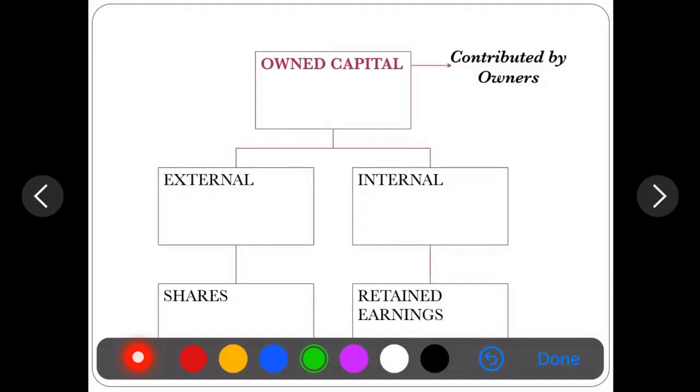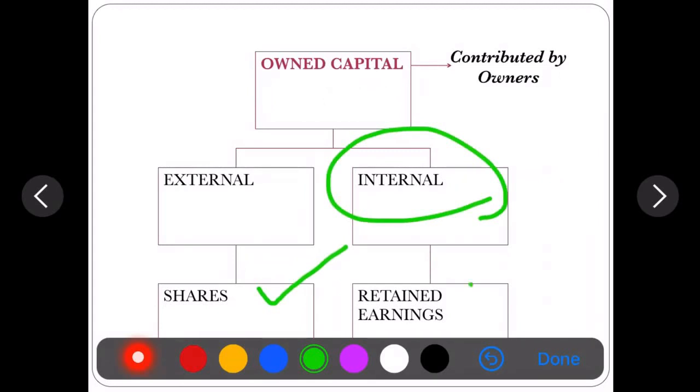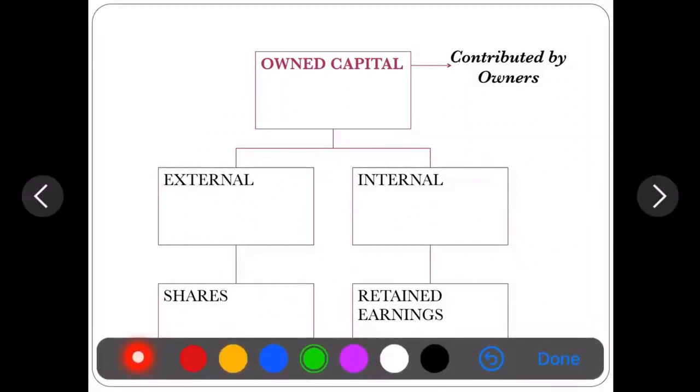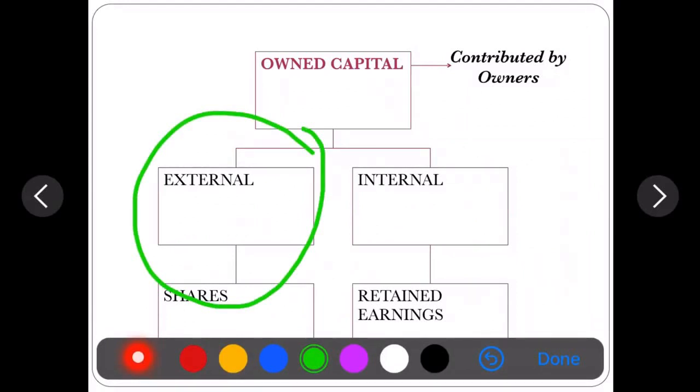Owned capital, for a better understanding, can be further subcategorized into two subparts: external sources and internal sources. When the money is brought into the business from external ways, but this money will have ownership rights, we call this source shares. When the same money is arranged internally within the company, it is called retained earnings. In the coming slides, we'll be talking about the external sources, that is shares first, and then we will be moving to the internal source, that is retained earnings.